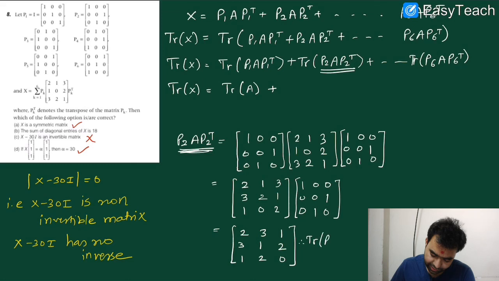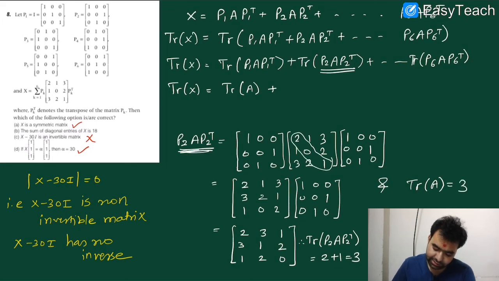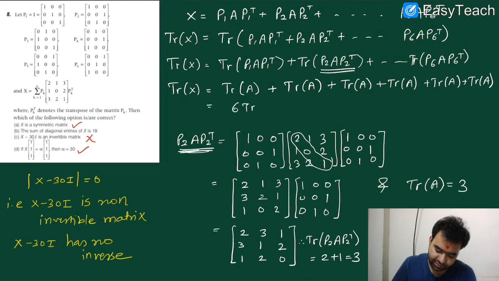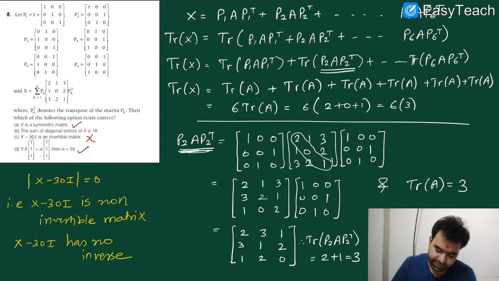Therefore trace of P2A P2 transpose is 2 plus 1, that is 3, and trace of A is also 3. So similarly this is same as trace of A, so the remaining ones also will be trace of A only. So 1 2 3 4 5 and 6. So here 6 times trace of A. What is trace of A? That is 2 plus 0 plus 1, so 6 into 3, that is 18.